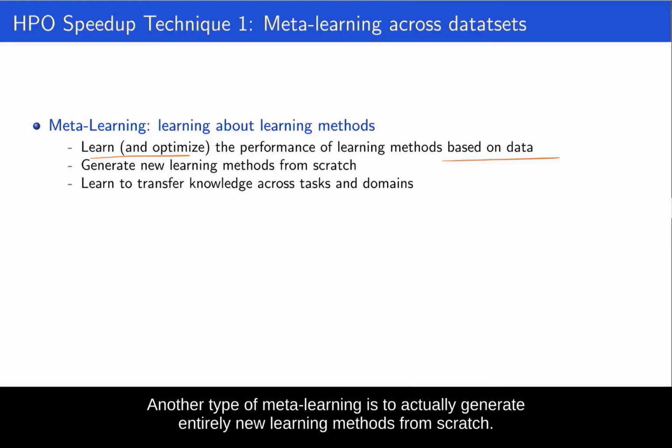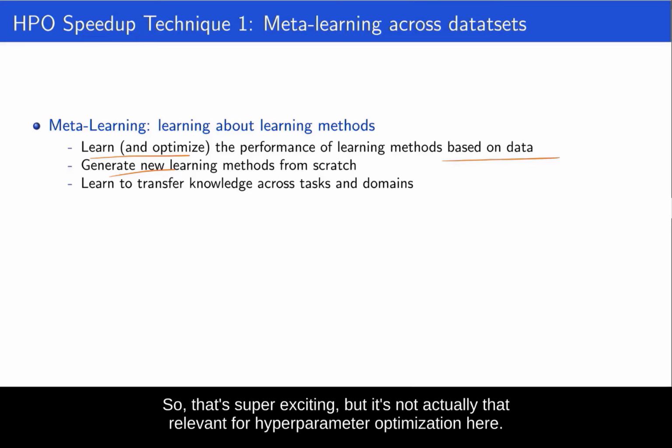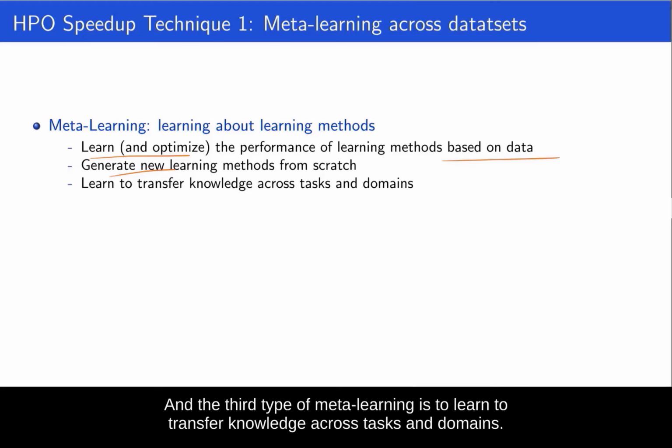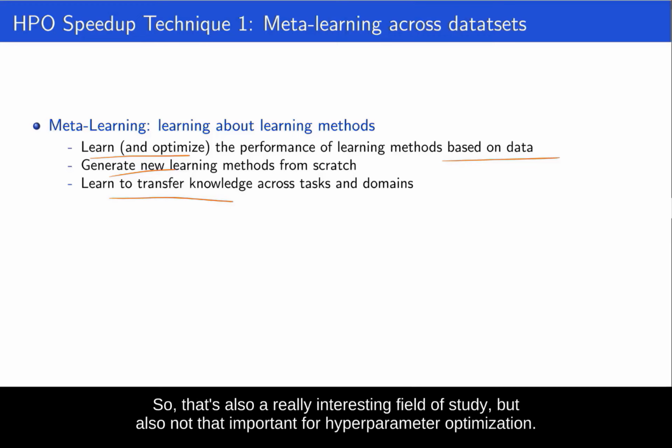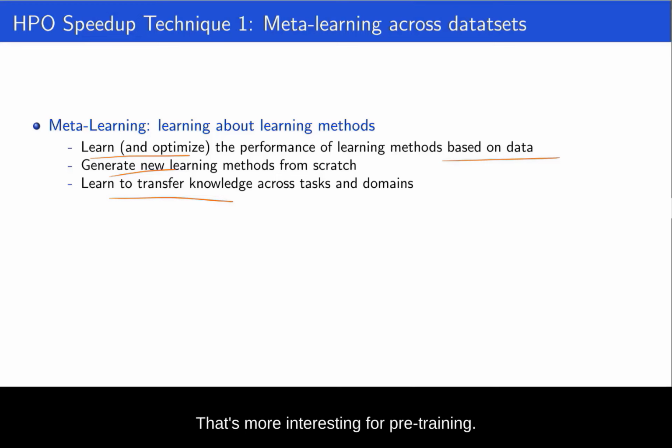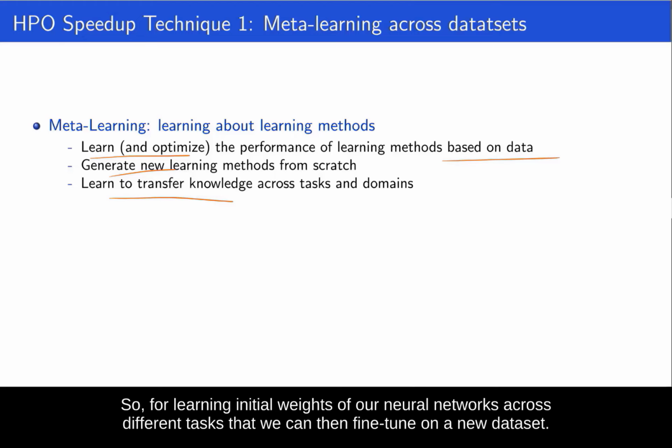Another type of meta-learning is to actually generate entirely new learning methods from scratch. That's super exciting, but it's not actually that relevant for hyperparameter optimization here. And the third type of meta-learning is to learn to transfer knowledge across tasks and domains. That's also a really interesting field of study, but also not that important for hyperparameter optimization. That's more interesting for pre-training, so for learning initial weights of our neural networks across different tasks that we can then fine-tune on a new data set.